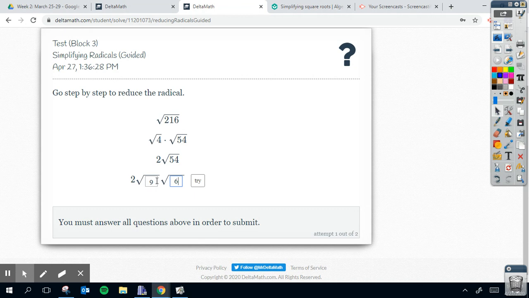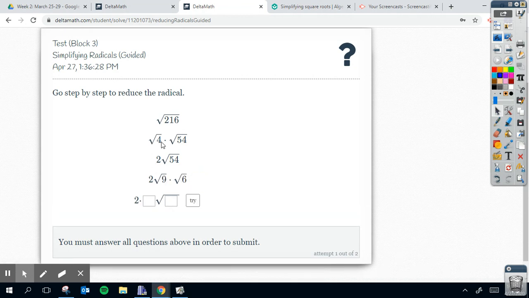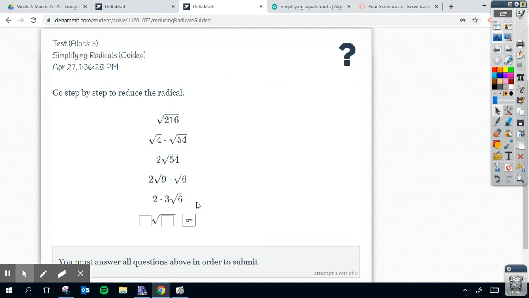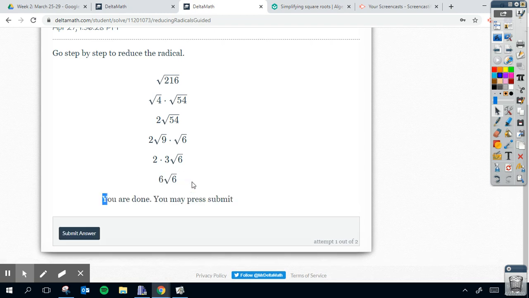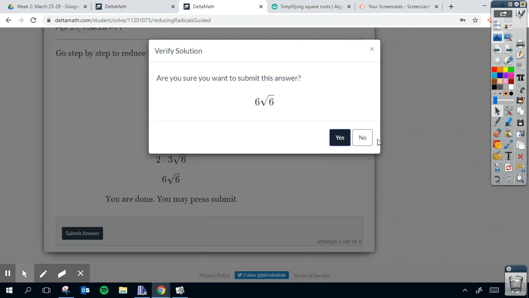9 times 6. Yep, and that works. I can keep on going. The square root of 9 is a whole number, which is 3, which I can pull outside of the radical, and I keep the 6 as it is. All right, so I'm down to one of my final steps. I can simplify outside the radical 2 times 3. 2 times 3 is 6, and I keep the 6 as it is, and that is my final answer.